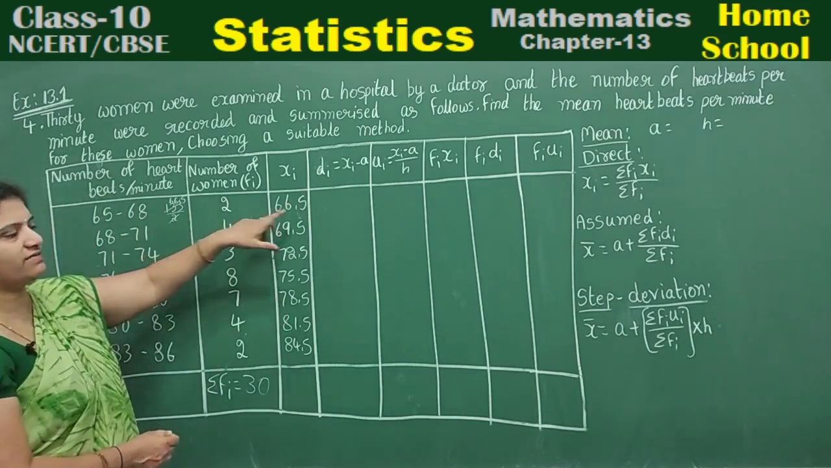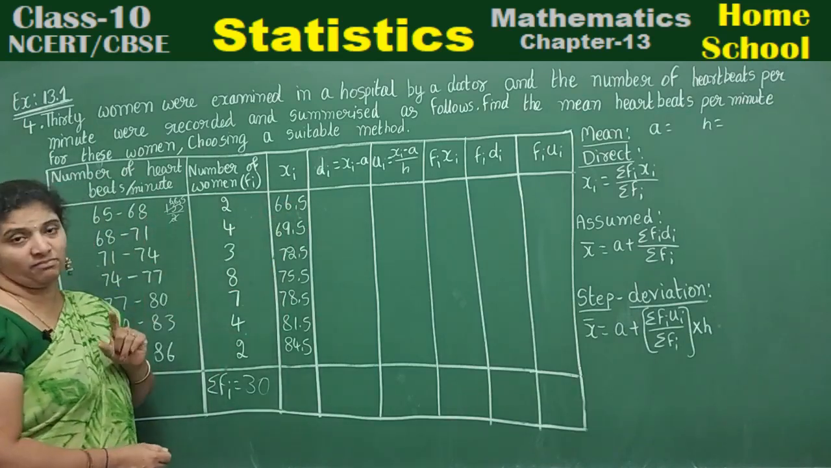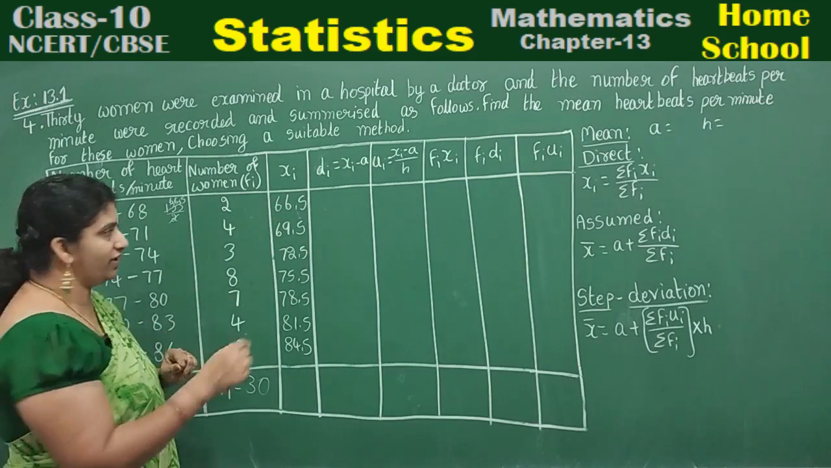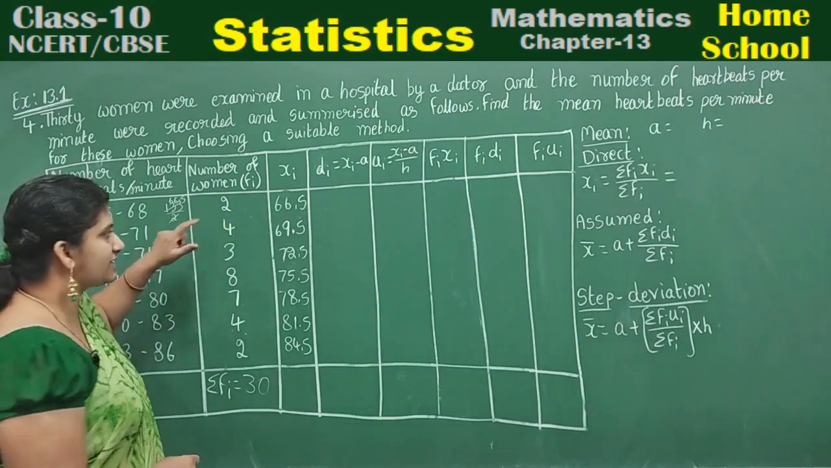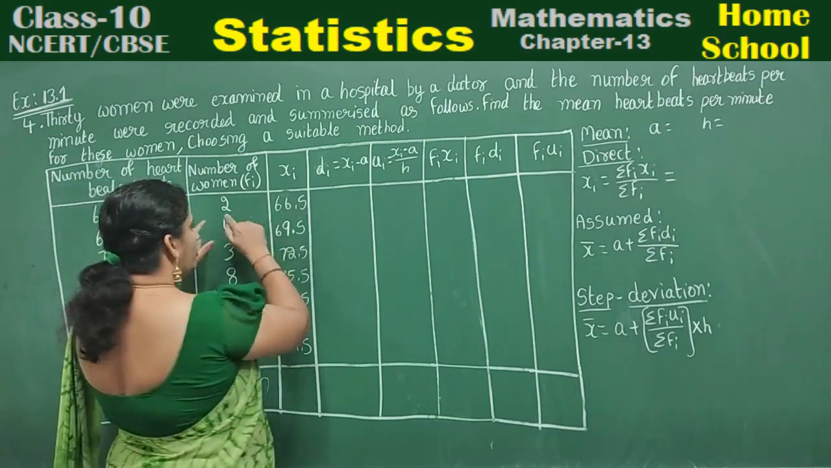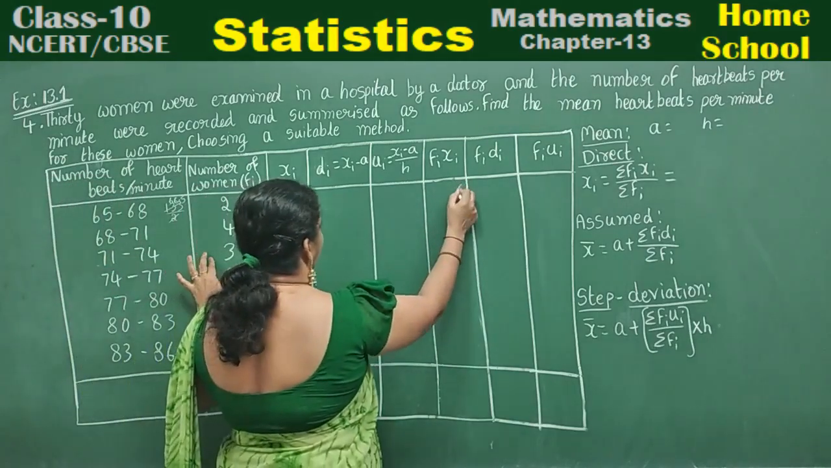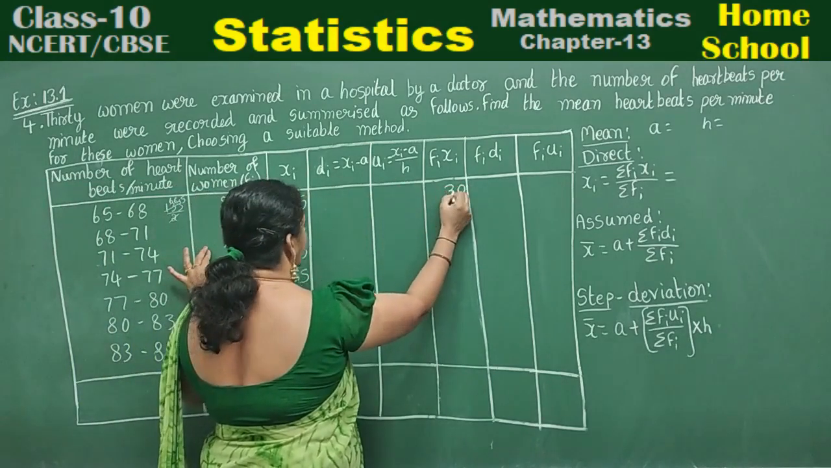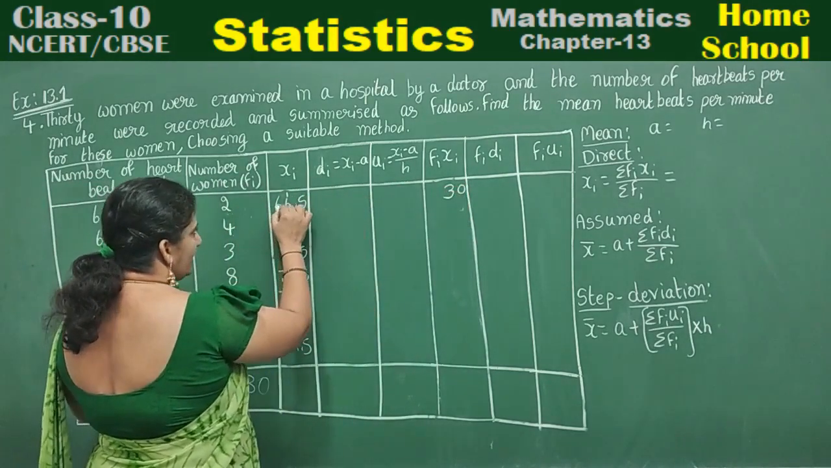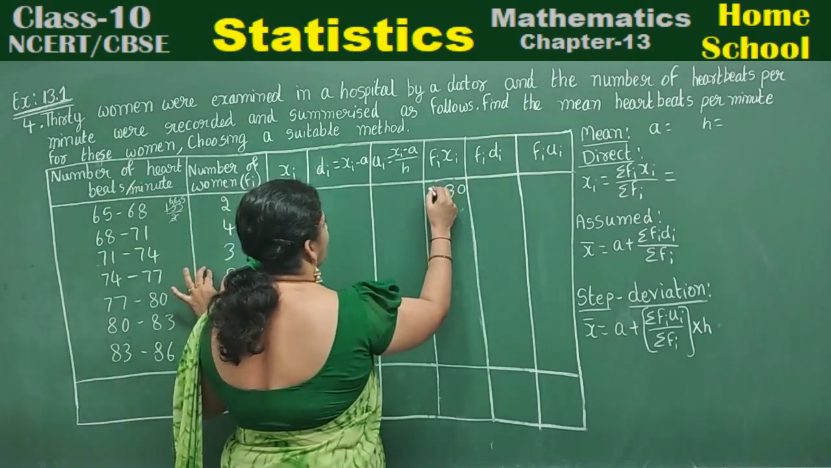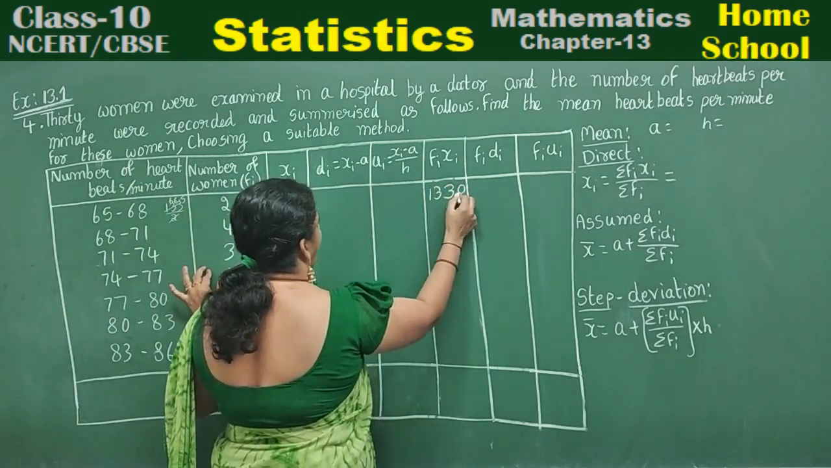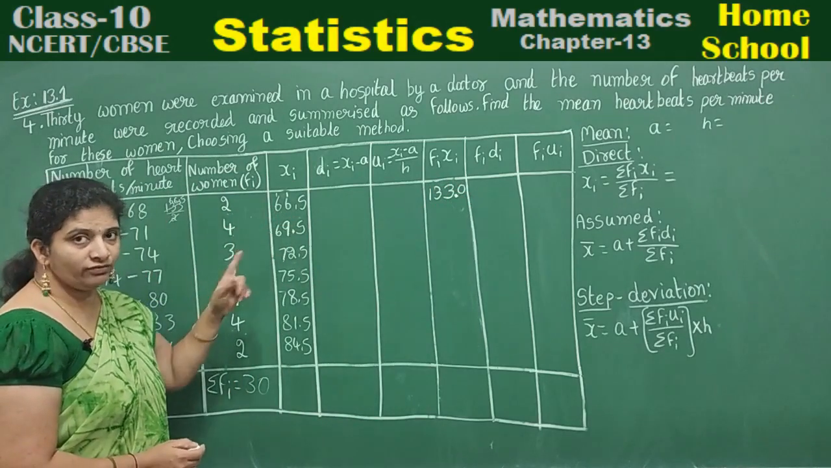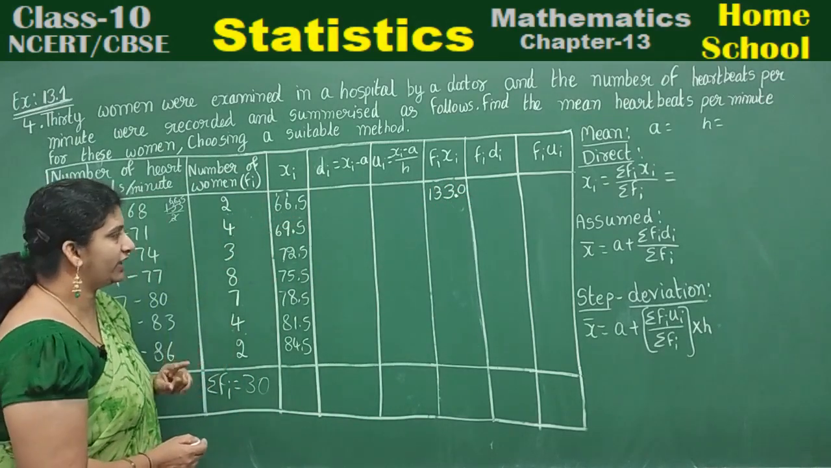Multiply frequency with Xi. Carefully multiply the decimal. Slowly we do the calculation. Observe carefully. 2 into 66.5. Look here. 2 5s are 10. 2 6s are 12. 12 plus 1, 13. 133.0. Okay, don't forget to put the decimal point there.